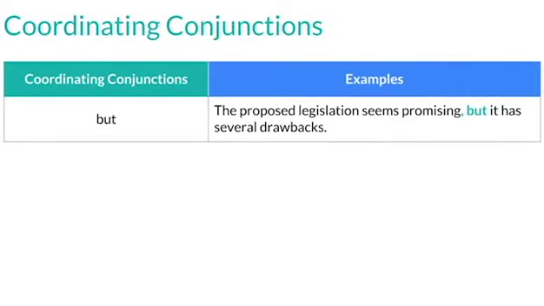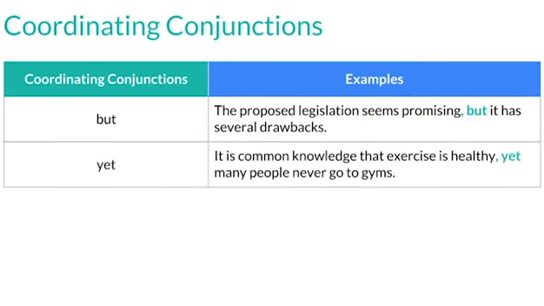So we'll start off with our first coordinating conjunction, which is but. Here we have an example. The proposed legislation seems promising, but it has several drawbacks. Here's another example.